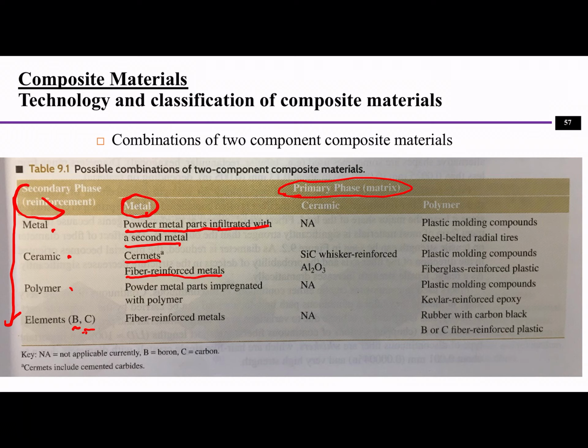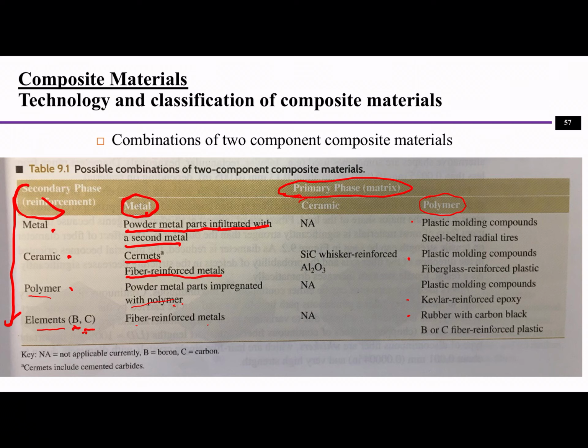Metal can also be mixed with polymers, so some powder metal parts are impregnated with polymers, and also some fiber reinforced metals when it is mixed with boron or carbon. For polymer as the primary phase, or polymer matrix, same thing, it can be mixed with all three materials: metals, ceramics, polymers, as well as boron and carbon.